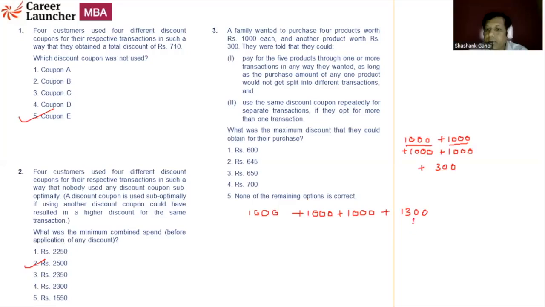So at 1,300, what is the discount I can get? That is 250. At 1,000, I'm going to use coupon B. I'm going to get a 15% discount. That is 150. Here, I'm going to get a discount of 150. Here, I'm going to get a discount of 150. So the total discount that I can get is going to be 700. So what is the maximum possible discount we can have? That's going to be 700. So my answer of this question is going to be option 4.